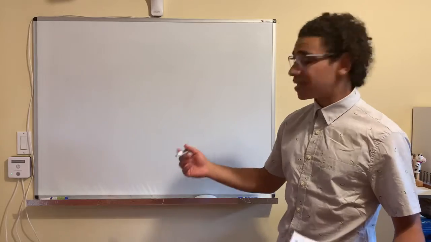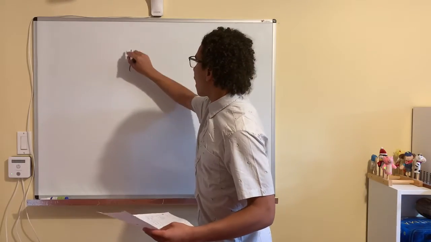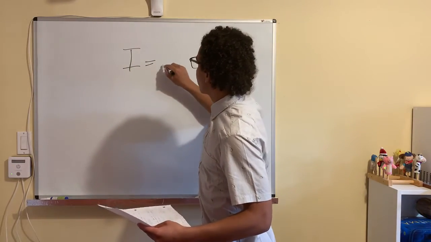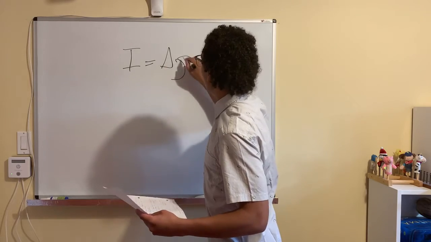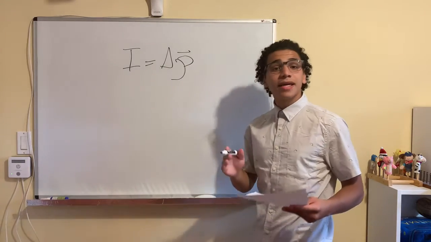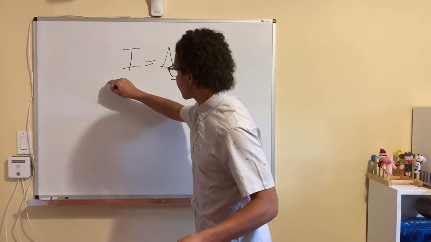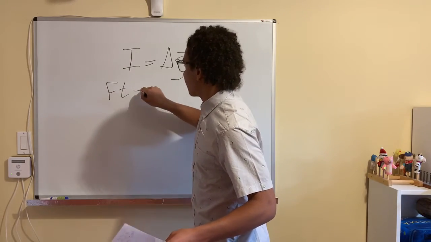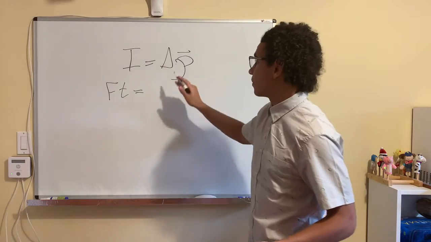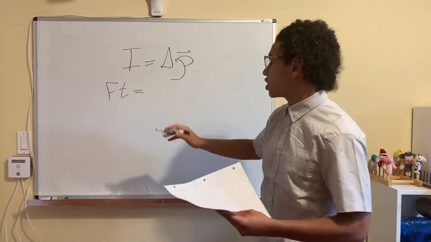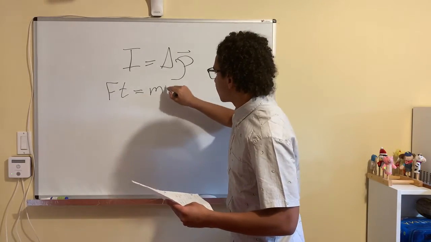Impulse. What exactly is impulse? Impulse, I, equals the change in momentum. Got that? Impulse is the change in momentum. Impulse is also force times time, and that equals the change in momentum, and we can write the change in momentum like this.